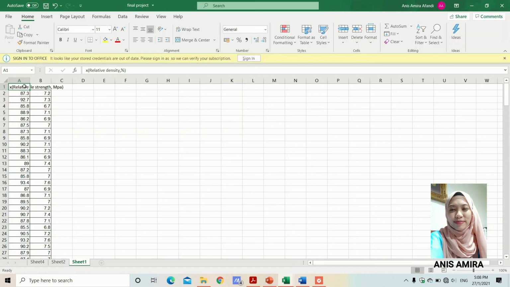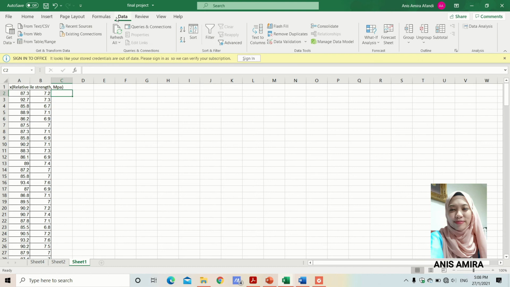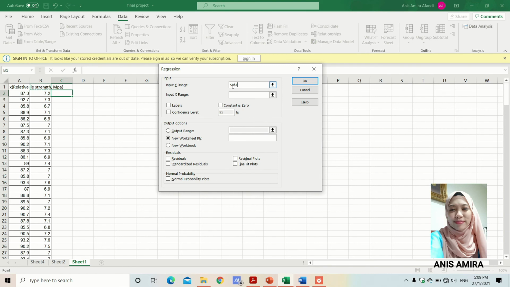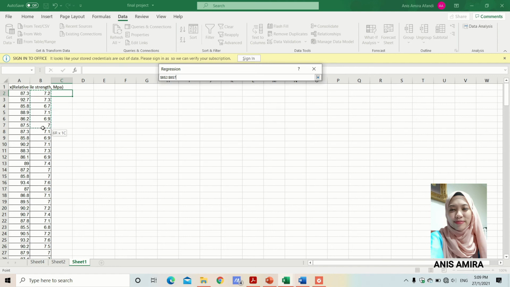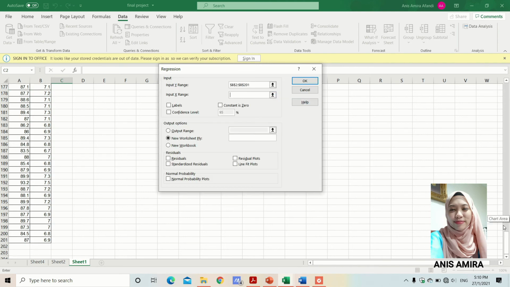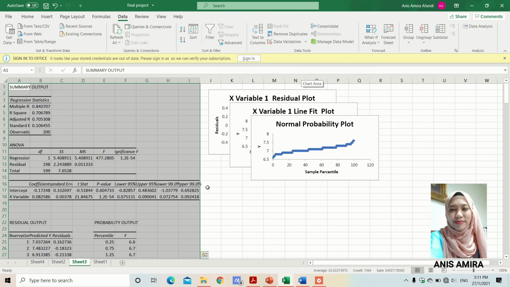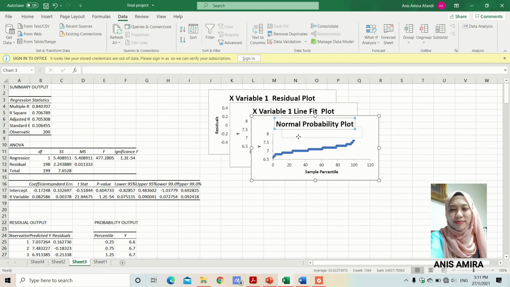So I have transferred the data by going to the data analysis, and I choose the regression. For input Y range, I will drag from the title to the end of the data. Same goes to the input X. Tick the residual plots, line fit plots, and normal probability plots. Click OK, and the data will appear.